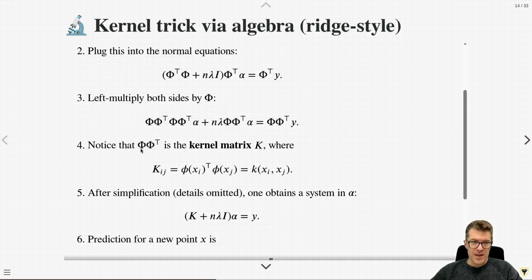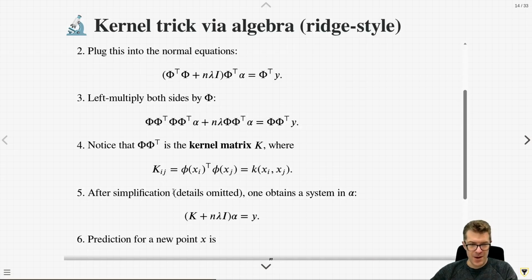So we've done this, but now phi times phi transpose is something we've already defined previously as our kernel matrix K. So K is just small phi, the feature map of one data point transposed, times the feature map of the other data point. This is by definition what we've defined as our kernel matrix. So that's interesting. We can replace big phi times big phi transpose everywhere with just the kernel matrix. And then you can do simplification.